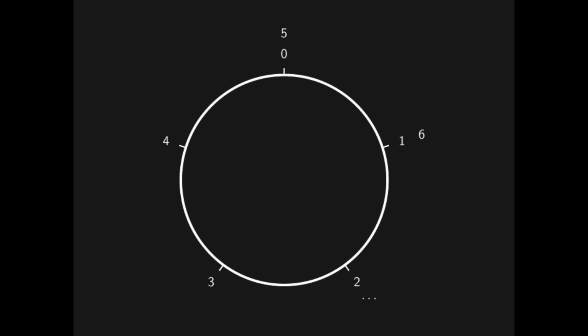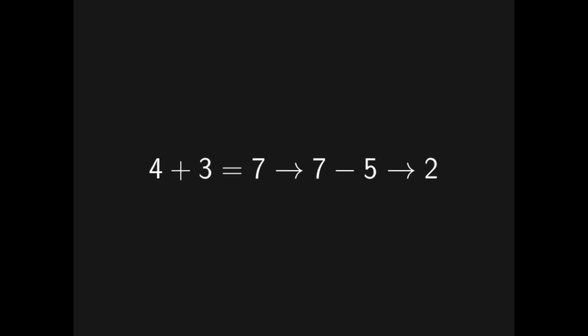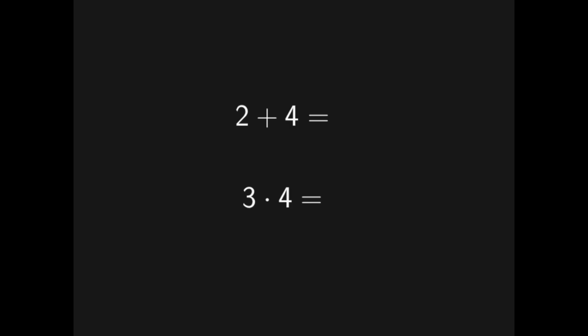For instance, for 17, we remove 3 5s and get 2, so we write 17 equals 2. For 4 plus 3 we get 7, so we remove 1 5 and get 2. So 3 plus 4 equals 2. 3 times 2 is 6, we remove 1 5 and get 1. Pause the video and attempt these problems working modulo 5. Now comes the answer.